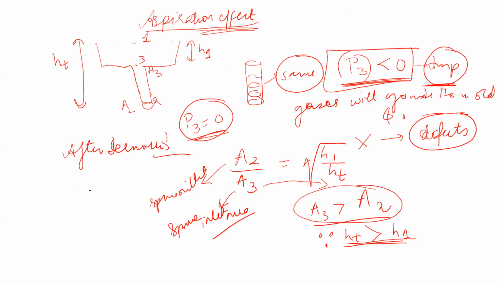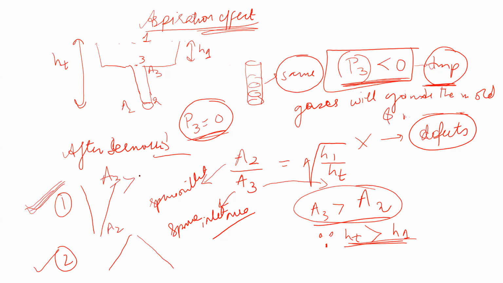So what should be the shape of this sprue? It should be like this first, or it should be like this way. First or second, what should be the shape of sprue? First is correct, because here A3 is greater as compared to A2, because here it is the third point and here it is the second point.